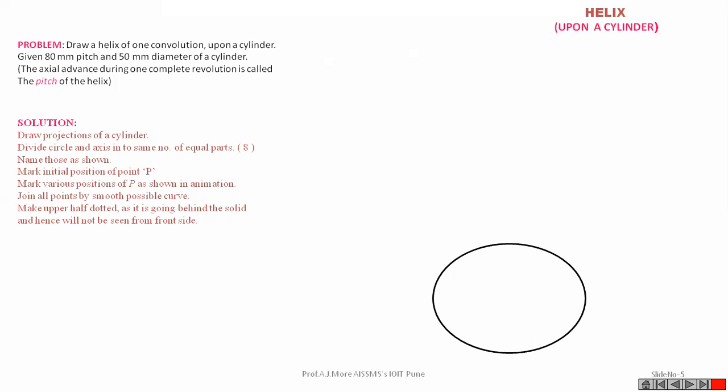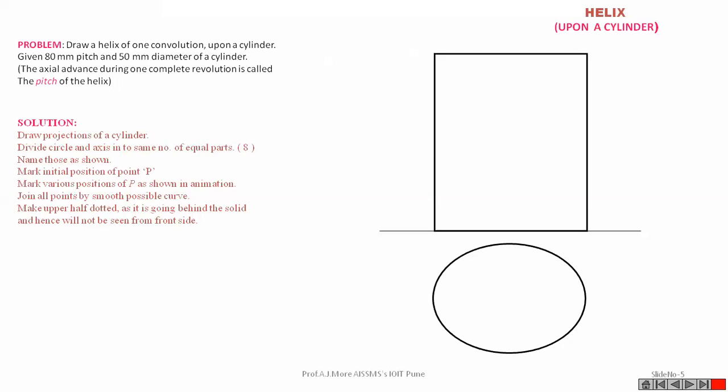So in the top view, first we'll draw a circle of 50 mm diameter. Divide this circle into eight parts. You can see I have divided the circle into 8 equal parts, maybe by the arc method, or you can draw by using the arc of 45 degree angle concept.